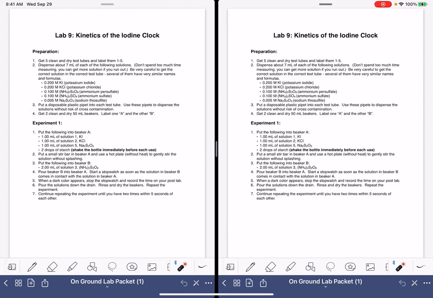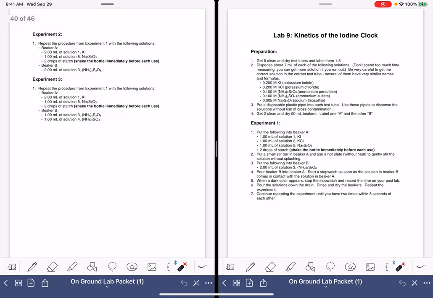In this video, I'm going to walk you through the post-lab assignment for Lab 9, Kinetics of the Iodine Clock. This is actually a really tricky post-lab assignment, so it's probably going to take me a while to go through this, but don't give up on me. In this lab, you performed three different experiments, 1, 2, and 3. They were all using the same chemicals with just slightly different amounts of each one.